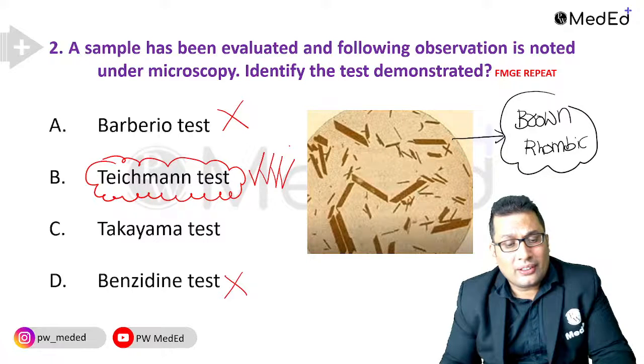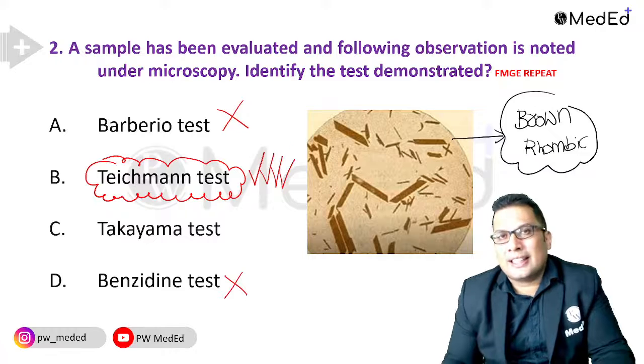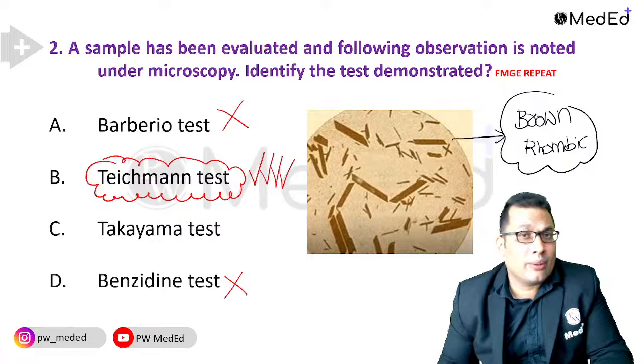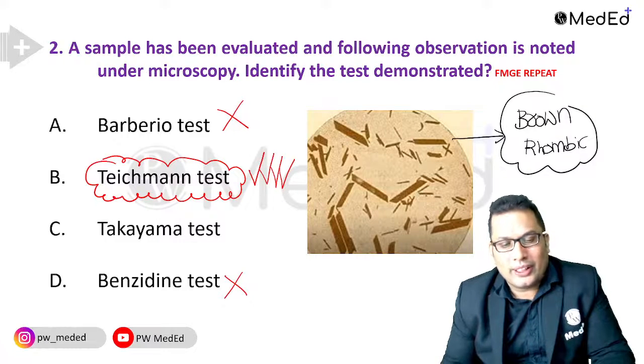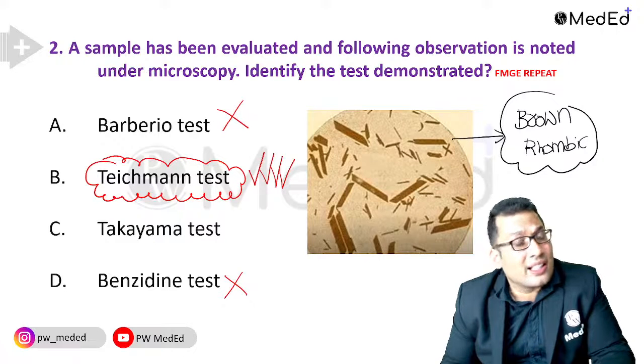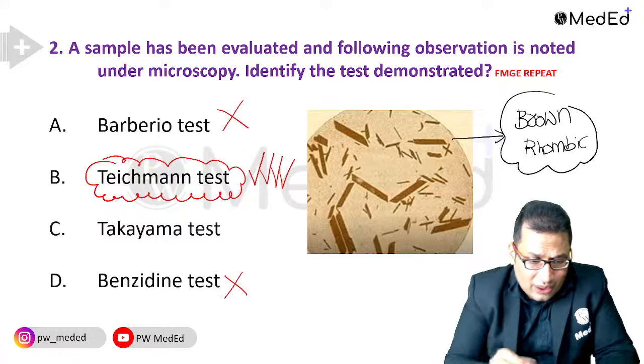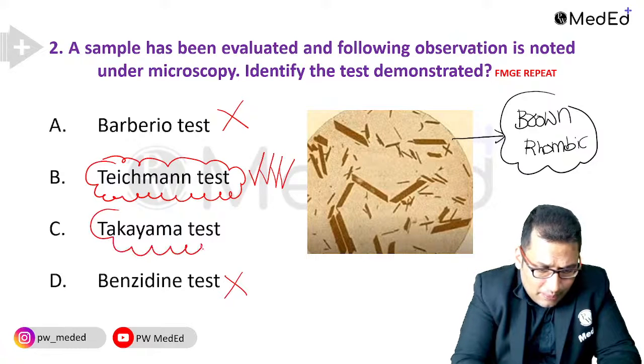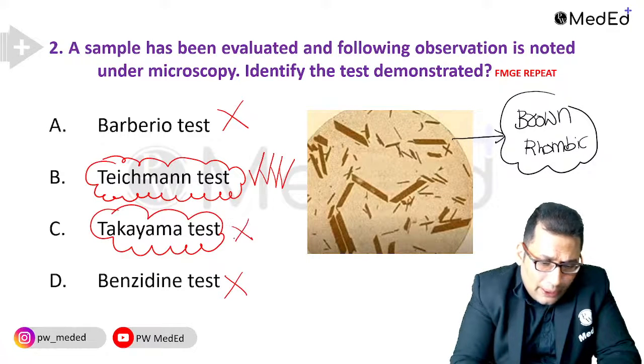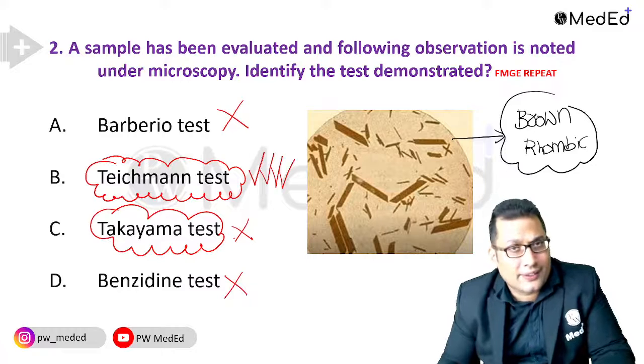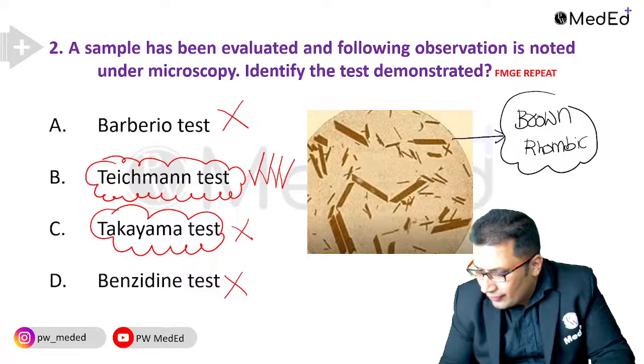You can remember Teichmann, or you can say a man word is there. You can remember a brown man. So in Teichmann test, there are brown rhombic crystals. It is a hemin crystal test. In Takayama test, there will be pink feathery crystals. So the answer is B is the correct answer.